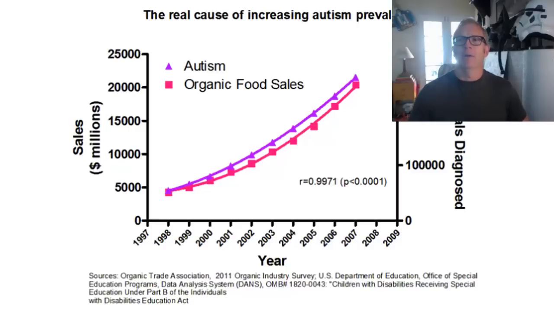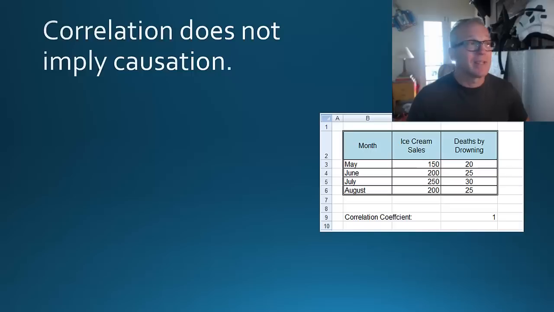What the hell? Is one causing the other? I don't know what's happening here, and I don't want to suggest that organic food is causing autism or that autism is causing organic food consumption. That's probably not what's going on. These are two separate sociological or cultural trends that probably don't have anything directly to do with each other, but it turns out that they both happen to be going up. That's to say that correlation does not imply causation.